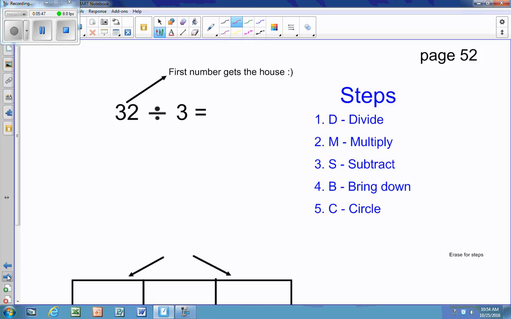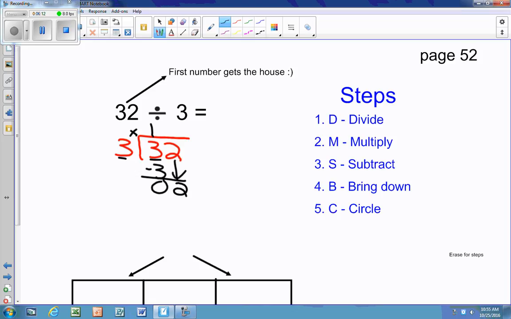Next problem, we have 32 divided by 3. I'm going to try to do this one without the check marks on the side, but I can look at my list of DMSB. So first we divide. How many times does 3 go into 3? It goes in there 1 time. 1 times 3 is 3. I subtract, and now I bring down.